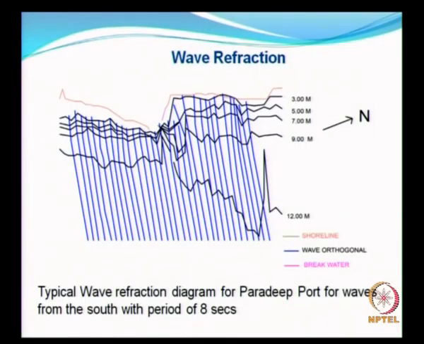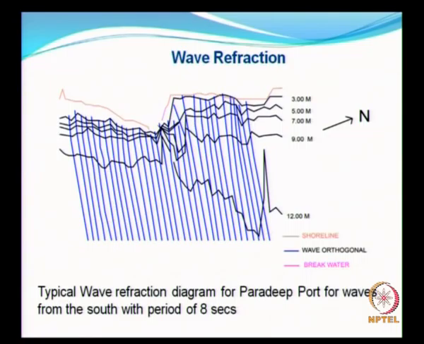So this is a typical refraction diagram, and this refraction diagram was drawn ages back, as early as the early 80s, wherein these are all plotted by using a plotter. I can show the breakwaters here. This was done for the Paradip port, and these are all the bathymetry. The 12 meter contour is quite haphazard, irregular.